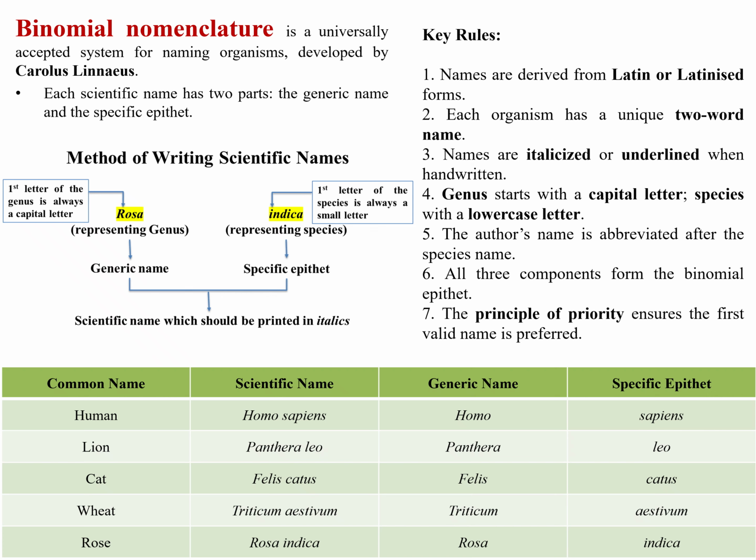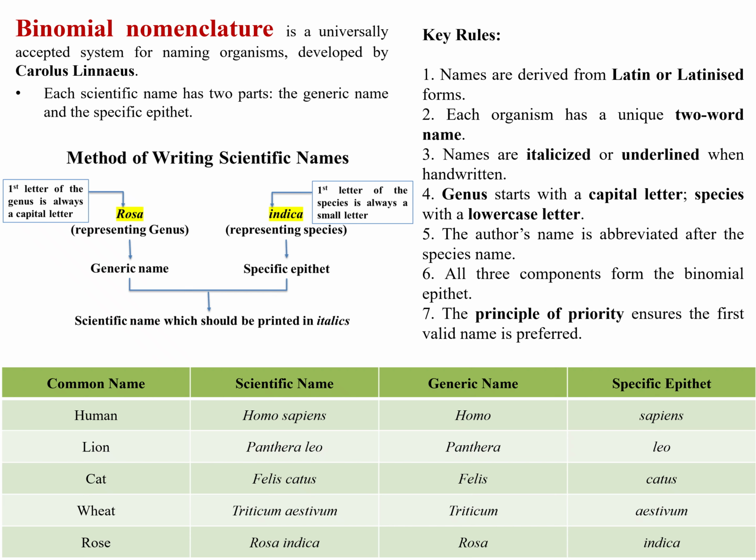The fifth rule is about the author citation. Sometimes the author who first described the species is mentioned in abbreviated form. For example, Mangifera indica Linn, where Linn refers to the author Linnaeus. The sixth rule is about the binomial epithet. Together, these parts give every organism a unique label.